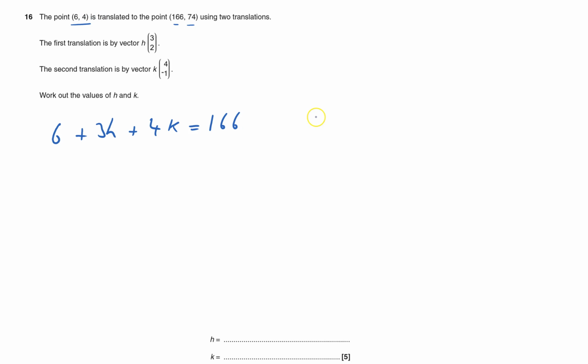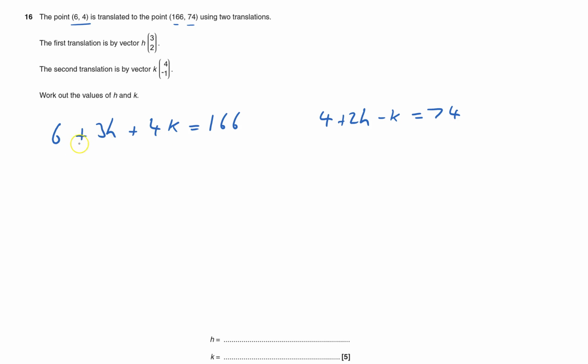Second coordinate, y. It starts off with 4, and then we're adding 2, and they go 2. We got h lots of 2 across, so that'll be plus 2 h's. And then we got, well, each one we go down 1, so it goes minus k times minus 1, so that will be minus k, and that equals 74. And now I've got unknowns. I can do whatever I really want to do with it.